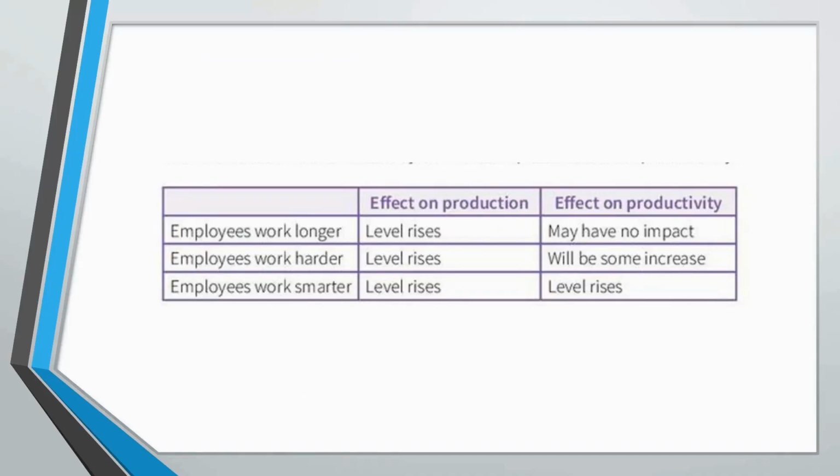All right. So when employees work harder, the effect on production is that the production level will rise, but it may not have any effect on productivity, right? When employees work harder, production level will still rise, but it will only be a small increase on productivity. It is important that employees work smarter so that production level will rise and productivity level will also rise.